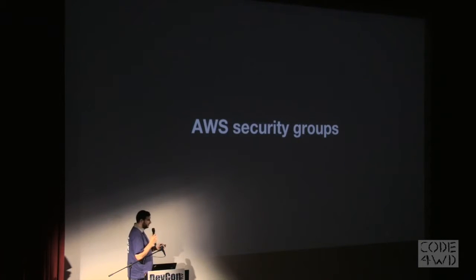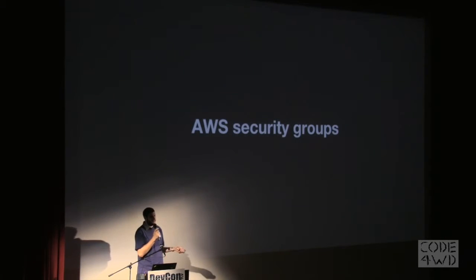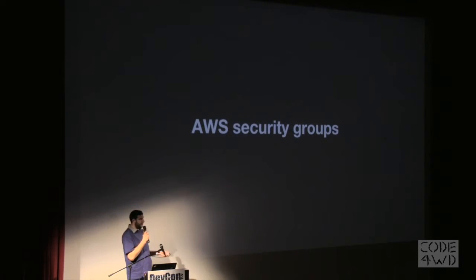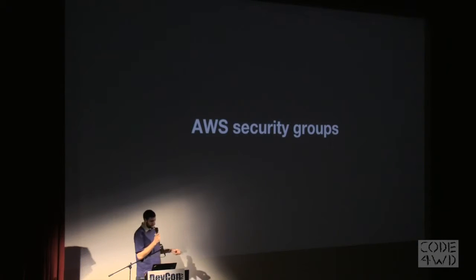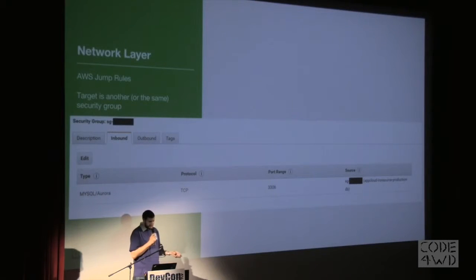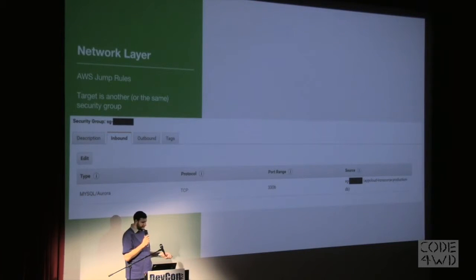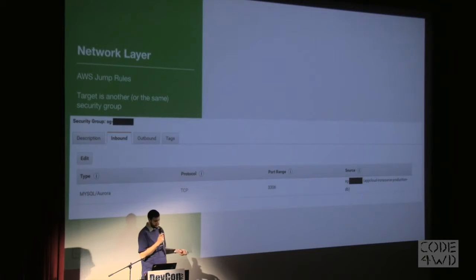We want to talk about security groups. Security groups are really the basic fundamental, and before we get to VLANs, in non-Amazon terms, a security group is basically a firewall rule. So if we want to prevent different components from talking to each other, we need these. And when we use security groups, we needed extensive use of what's called jump rules.